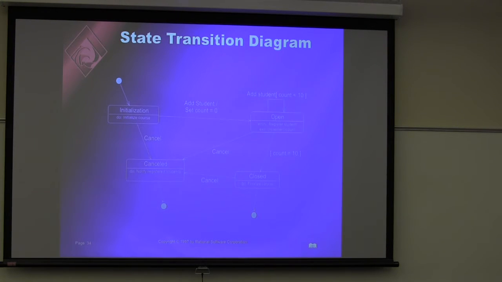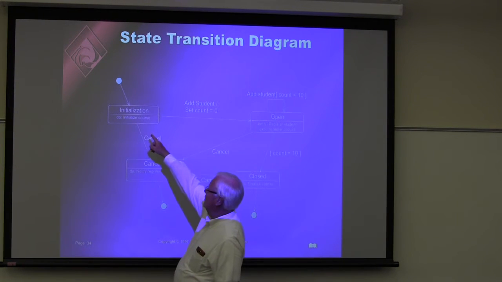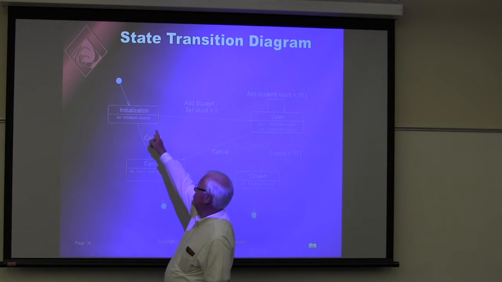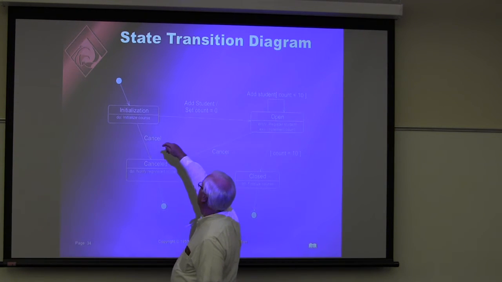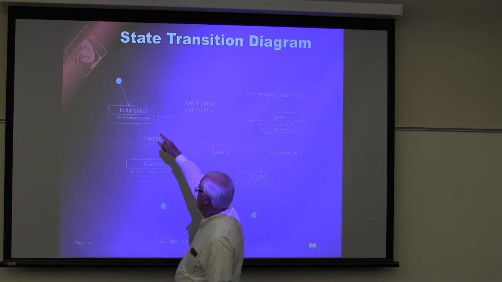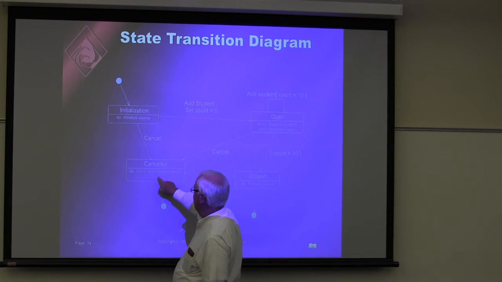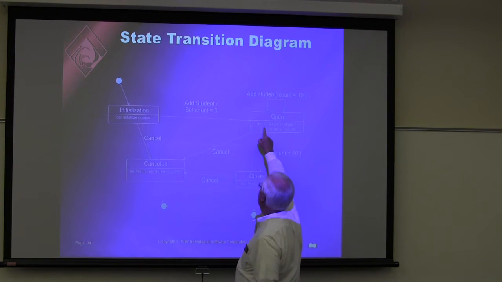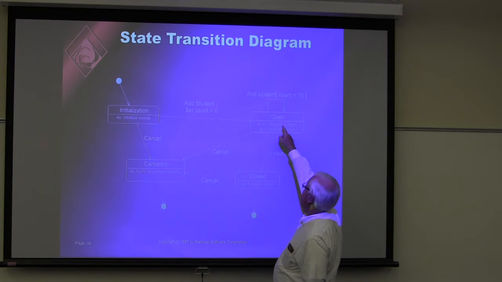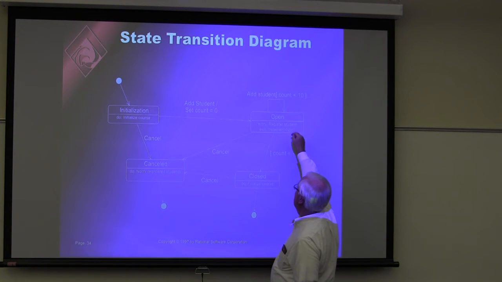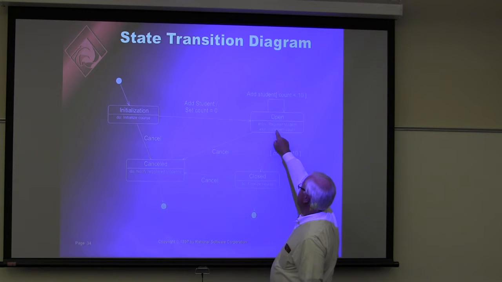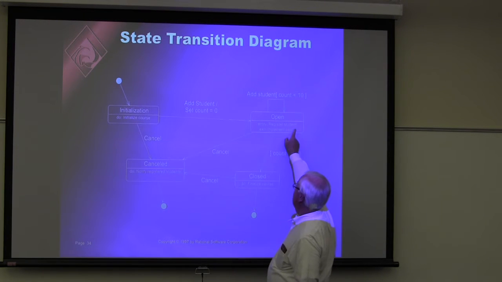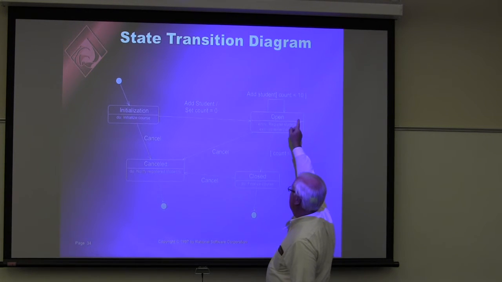So here's a state transition diagram. From the outside, we come into an initialization where we initialize the course. If we want to cancel the course, we go down here where it's canceled, and then we're out, we're finished, right? But on the other hand, we could go over here to an add student, where the count is less than 10. We open registration for the student, we enter registration, a registered student, we exit by incrementing the count there.